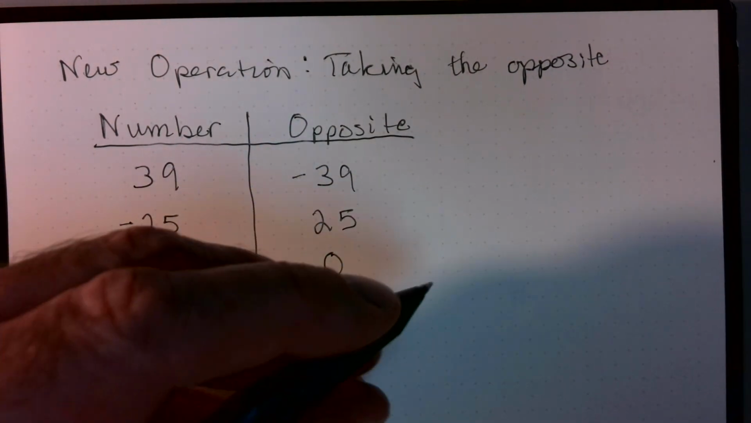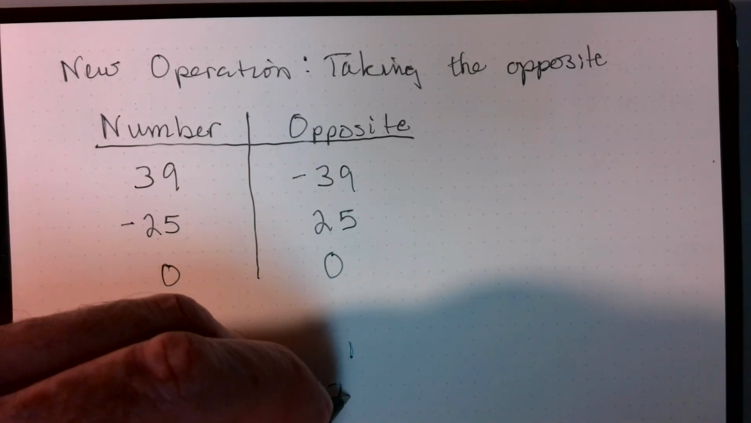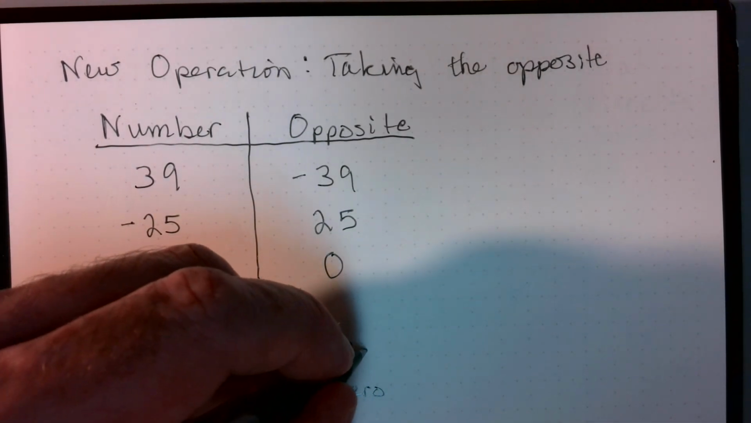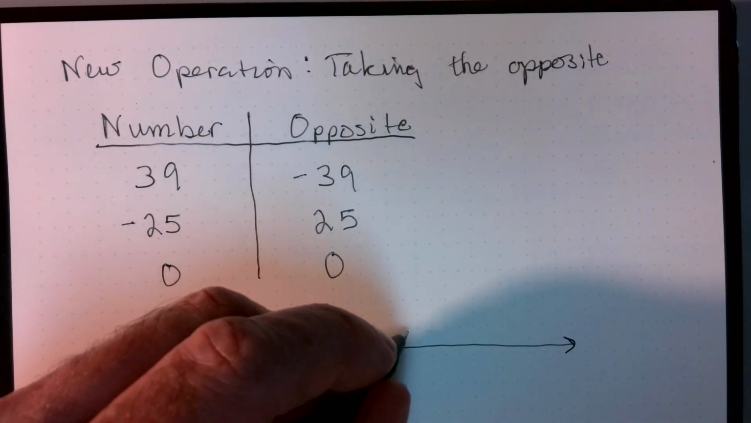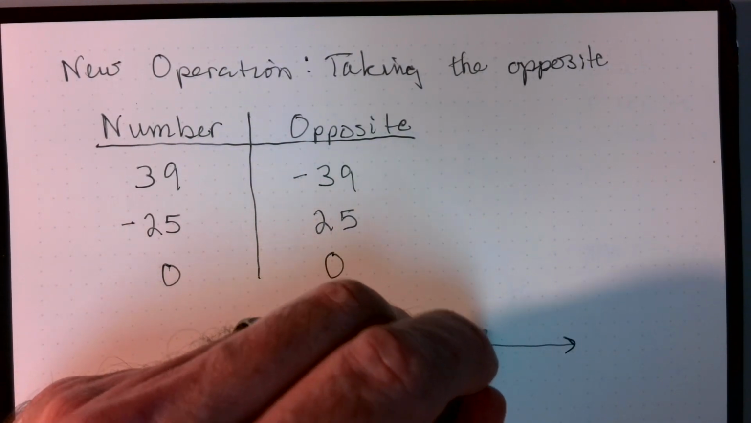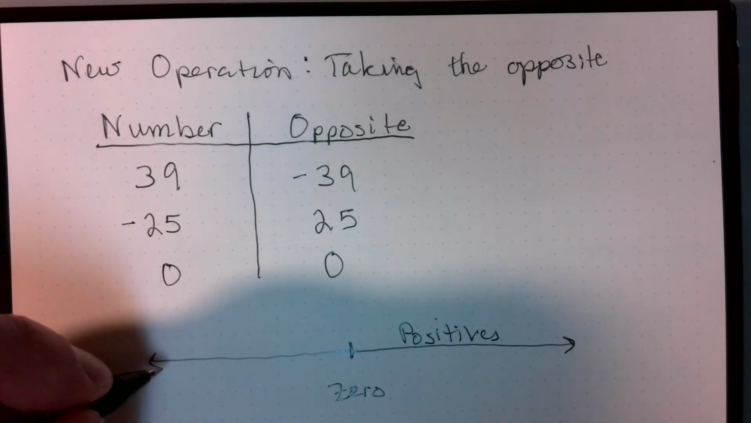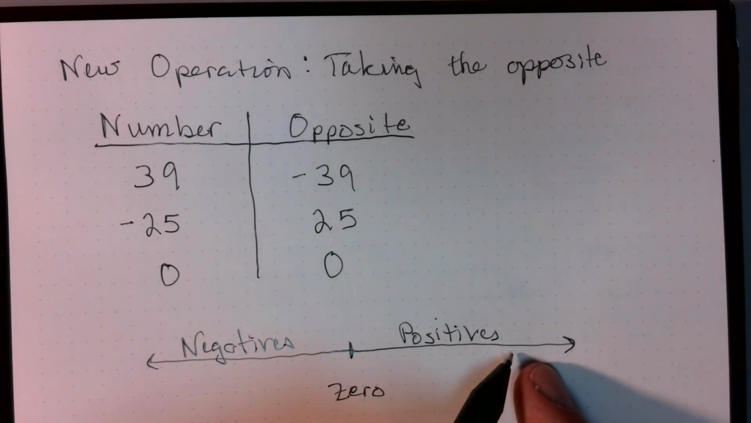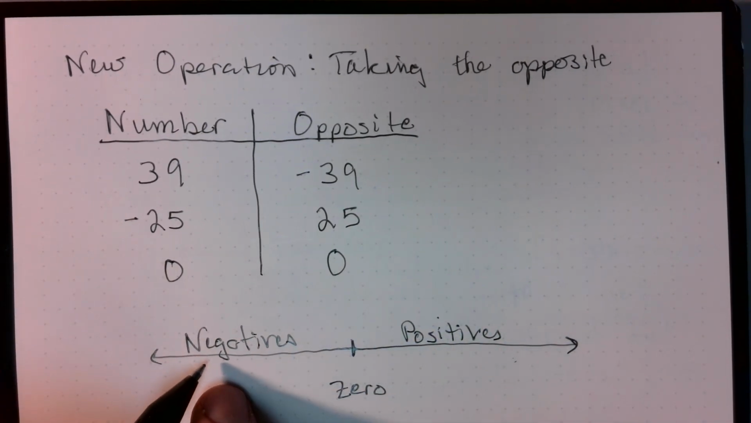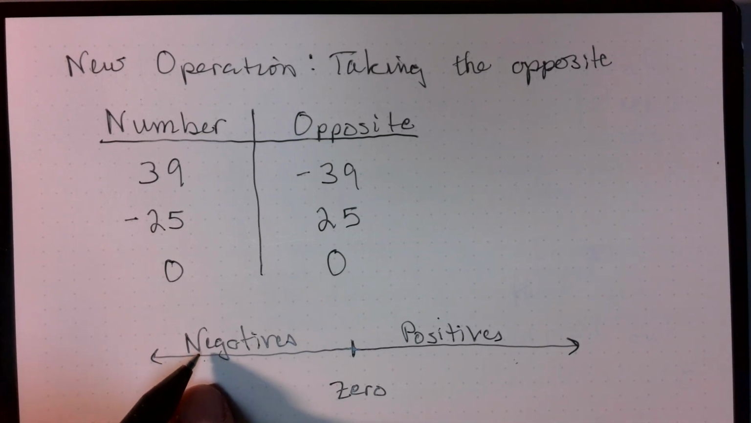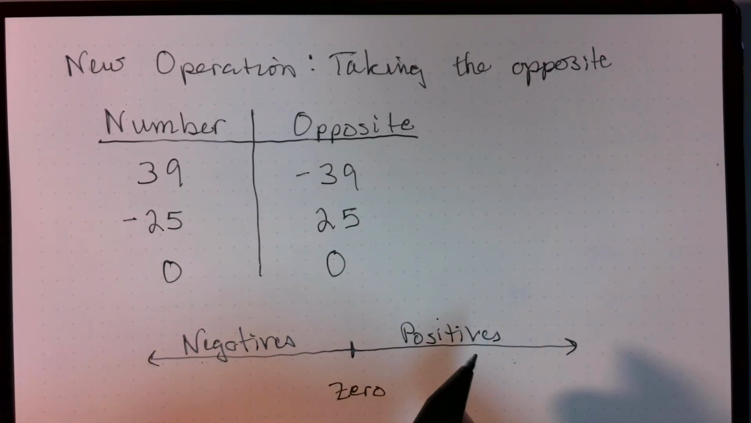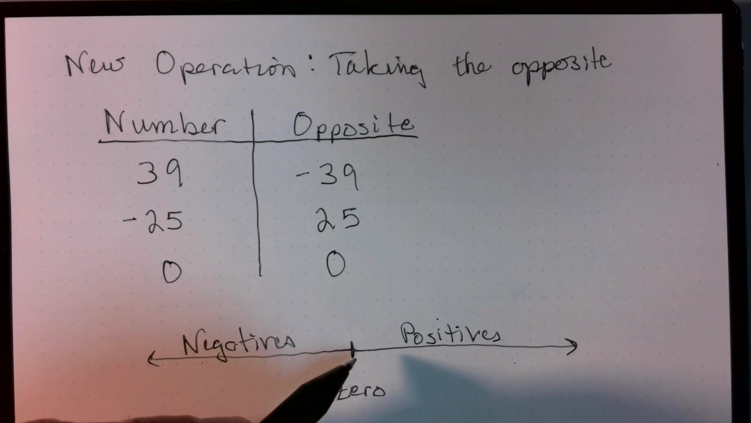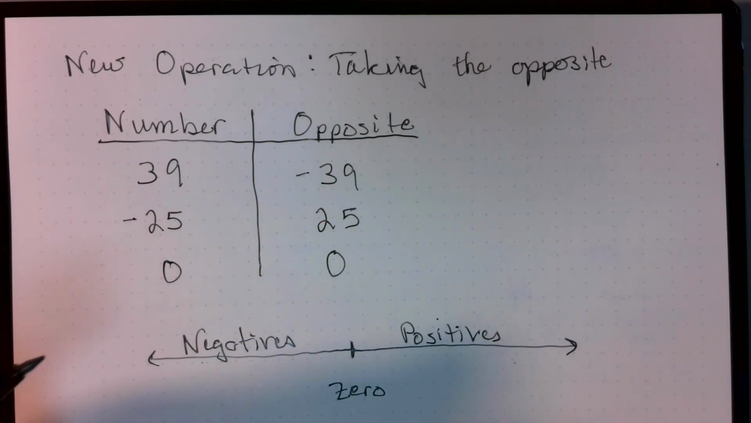So on your number line, you have 0 right there in the middle, and then you have your positives over here and your negatives over here. When you're taking the opposite, you're basically switching sides. If you start in the negatives and you take the opposite, you end up with the positives. If you start with the positives, you end up with the negatives. But 0 is kind of this little special point in the middle.